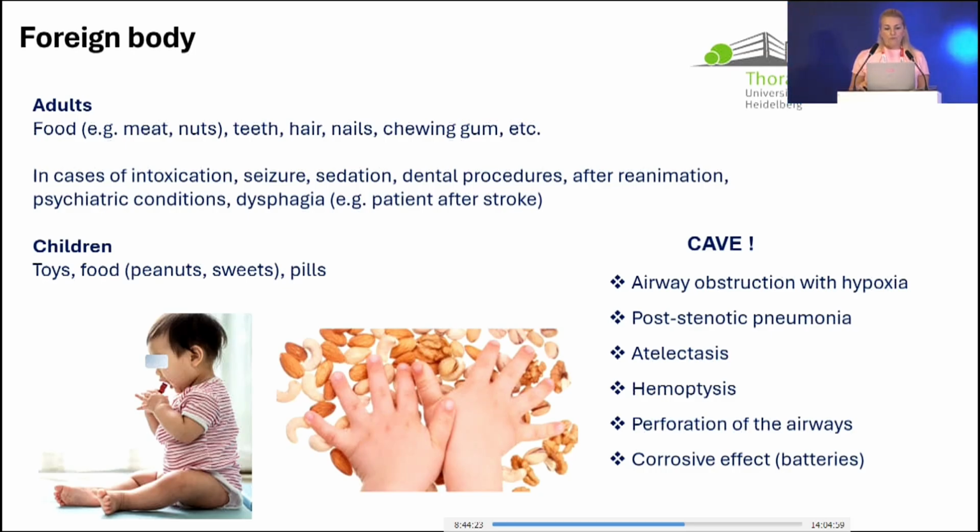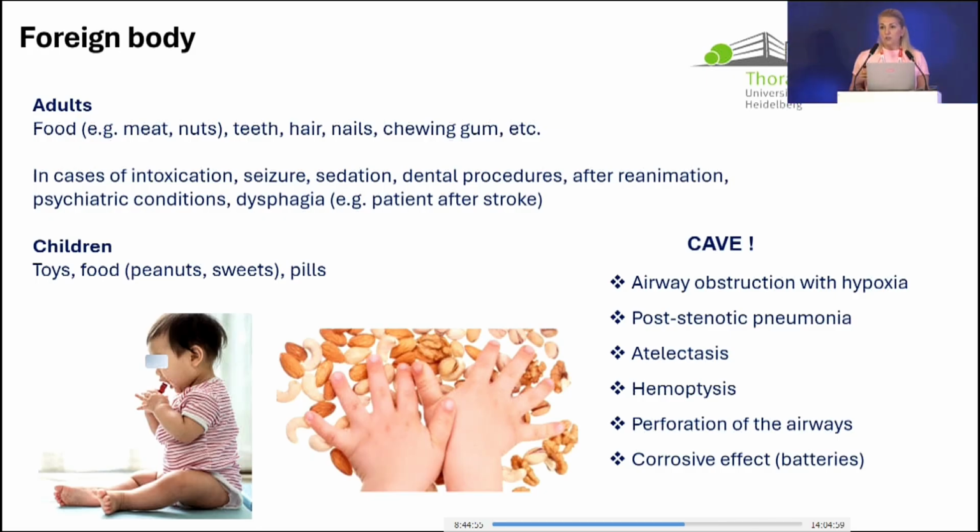What kind of foreign bodies in adults? Most of the time we see food, nuts, meat, bones aspirated, but very often teeth, especially after dental procedures. We might see chewing gum, needles, nails in adults. In cases especially of intoxications, in patients that suffer seizures, after reanimation, we often have teeth that are being aspirated.